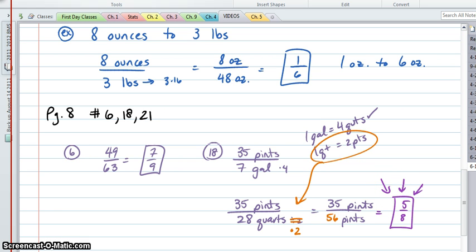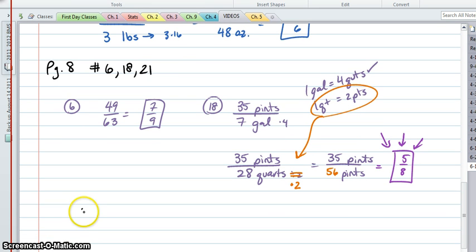For 21, let's move on to that one. Your final ratio should be 7 to 12.